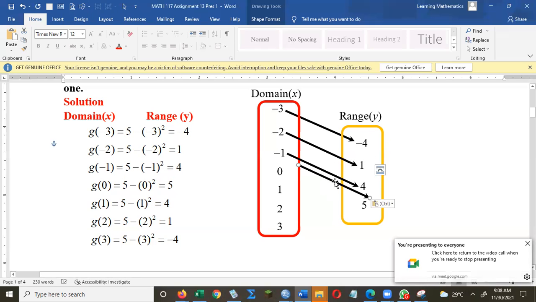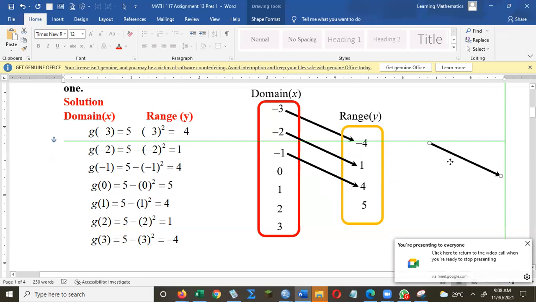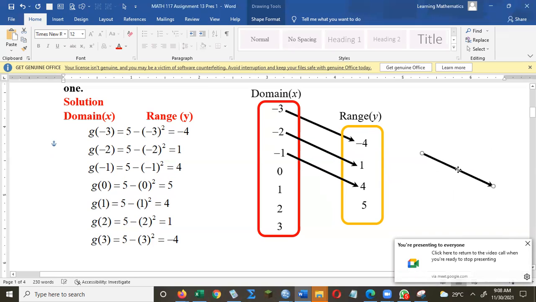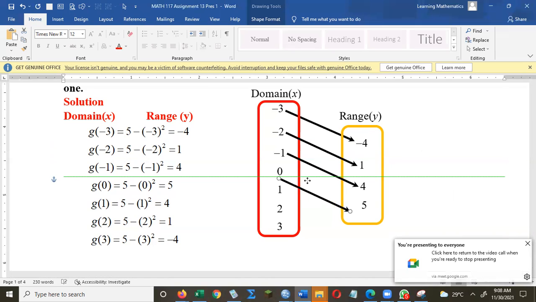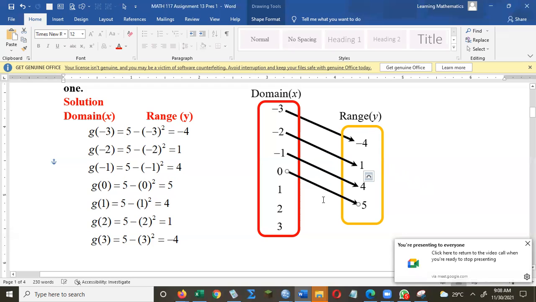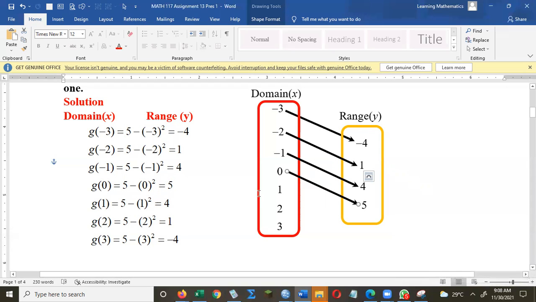Can somebody please tell me what to do with this arrow now? We put it on 1. What about 0? Yeah, let's go in order. So we put it on 0, and where do we map it onto? 0 maps onto 5, yes? So 0 maps onto 5.